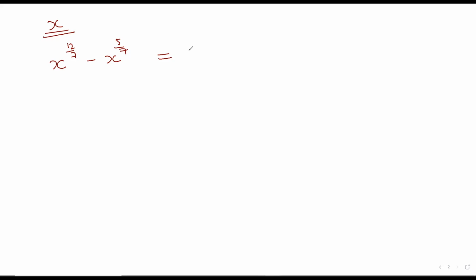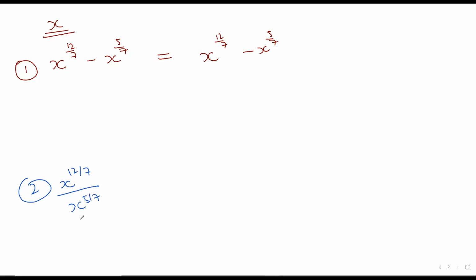Ma'am, it's x raised to the power 1. Okay, so it is x to the power 12 by 7 minus x to the power 5 by 7. All right. Now I'm going to take this. This is the first case. And the second case that I'm going to take is x to the power 12 by 7 divided by x to the power 5 by 7. Okay. And there's a difference.